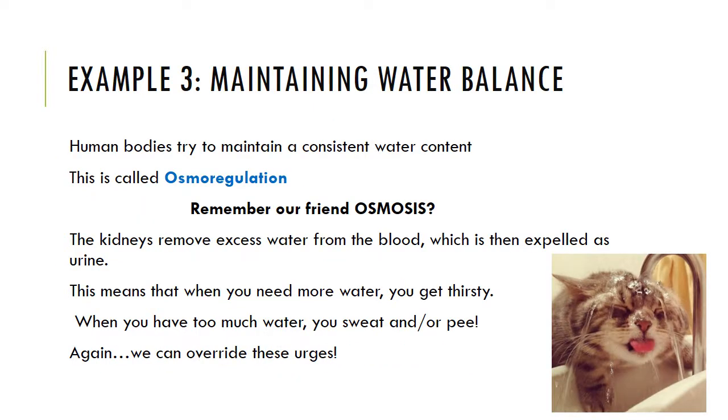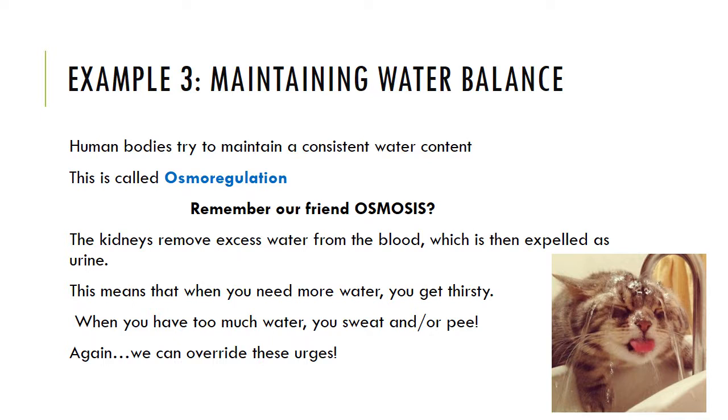Example 3, maintaining water balance. In the same way that your body tries to maintain energy levels, it also tries to maintain water balance to keep the same amount of water in your body at all times. This is called osmoregulation. Osmoregulation is when you keep water content consistent throughout your body. And you might remember our friend osmosis. Hopefully you do, dear old friend. This is how water moves throughout our body. It moves through osmosis from cell to cell.